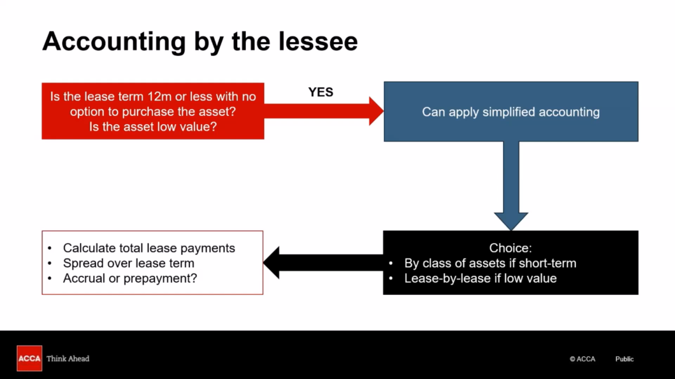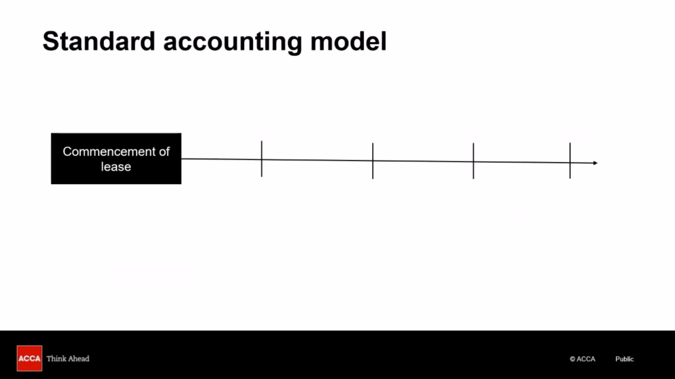Now, if these two criteria are met, then we have the simplified model. Otherwise, we have to recognize all the lease agreements as per the standard accounting model. The standard accounting model is something more frequently tested in our exam. In the simplified model, at times we have had questions in section A or section B of the exam. Now, over here in the standard accounting model, let's see how accounting is done.